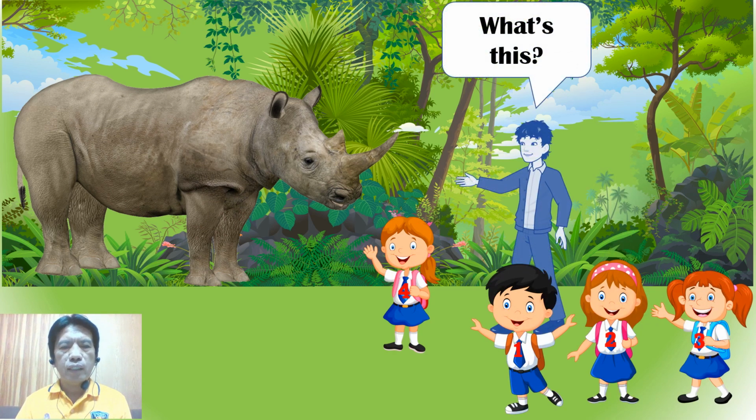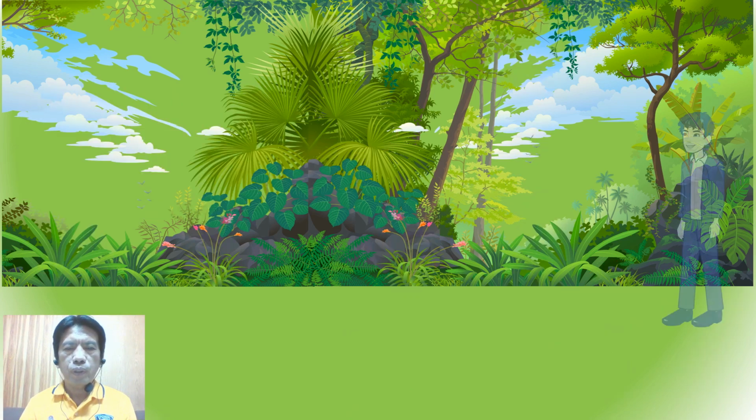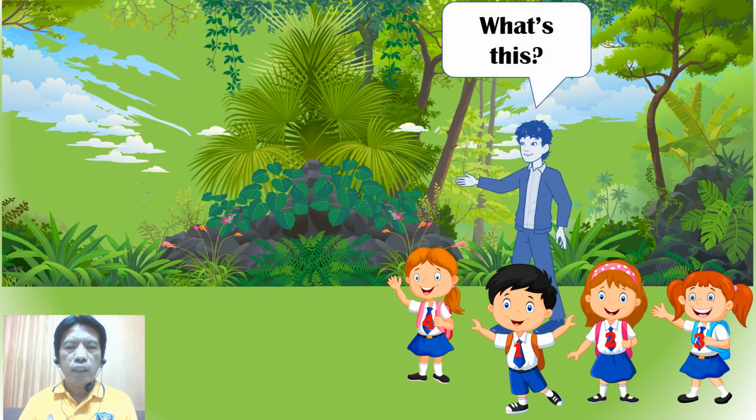What's this? Rhinoceros. Again, rhinoceros. This is a rhinoceros. Again, this is a rhinoceros. It's your turn. What's this? Great job. Now let's practice. Please answer, this is a or this is an.